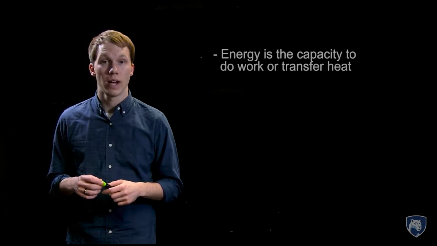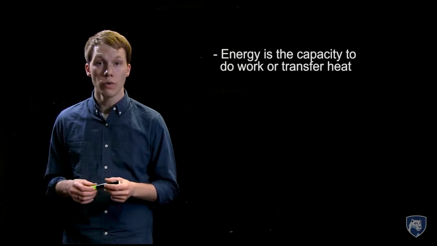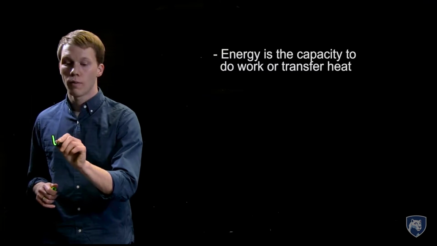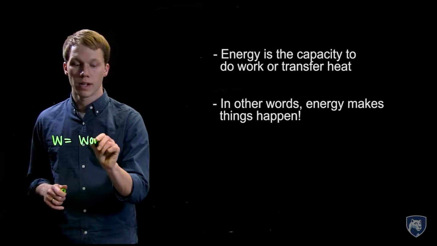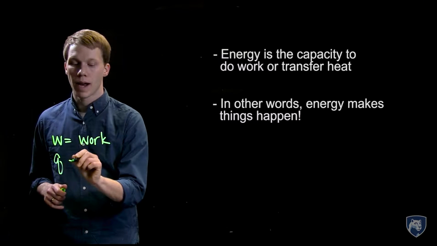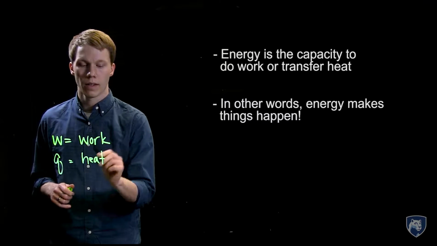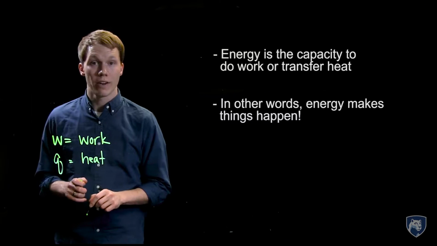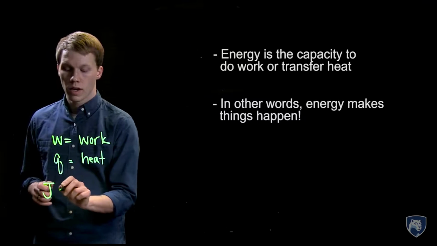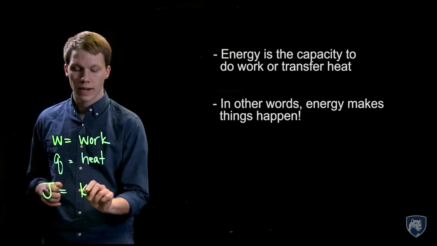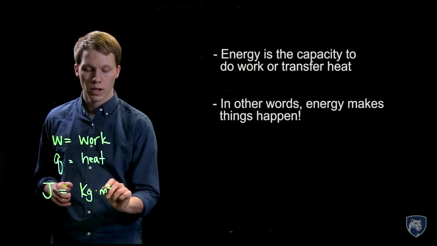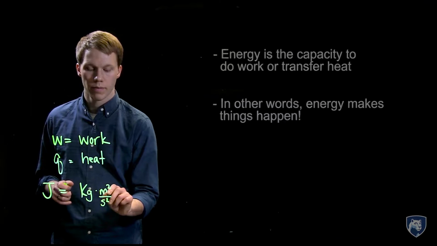And to determine where the electrons are, we need to understand the concept of energy. And energy in this course we'll be discussing in terms of work and heat. So energy is defined as the capacity to do work or transfer heat. And we'll represent work by the letter W and heat by the letter Q. And most of the time we'll be dealing with energy in the units of joules, which is equal to a kilogram times meter squared per second squared.